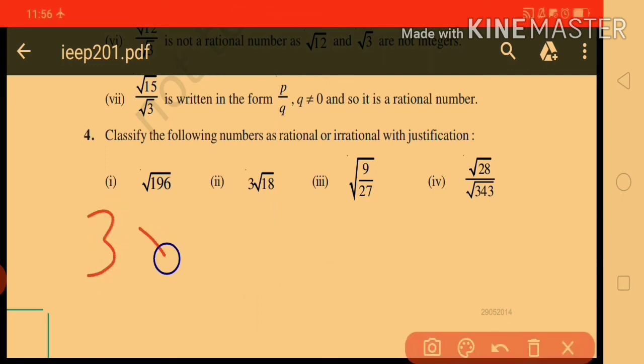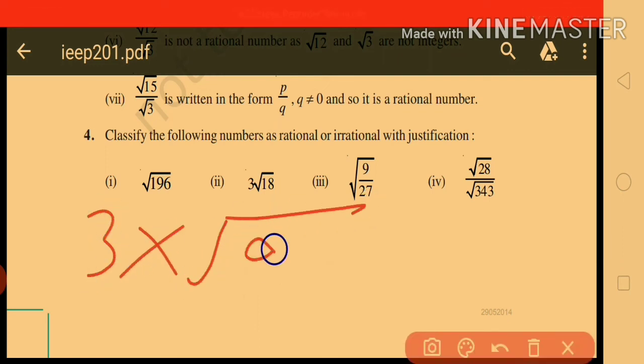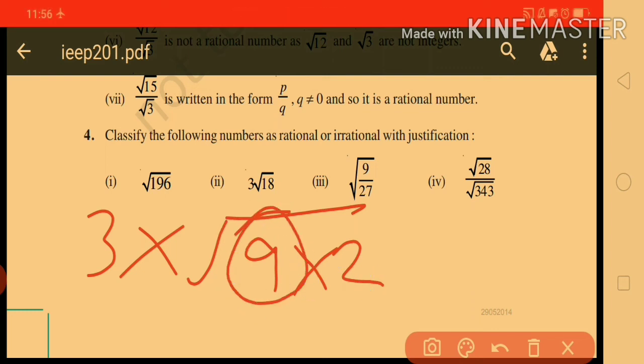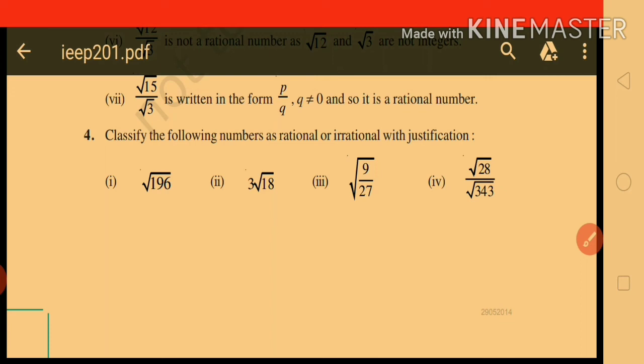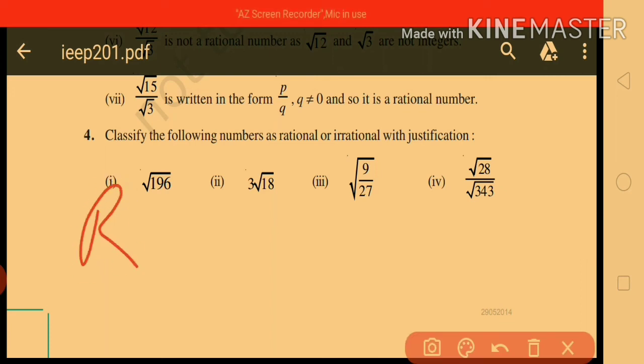So let us take 3 into root of 9 2s, which are 18. So 9 is the square of 3 and the square root of 9 is 3. So 3 3s are 9. Root 2 you will write, and 9 root 2 is an irrational number. So this is rational, this is irrational, right?